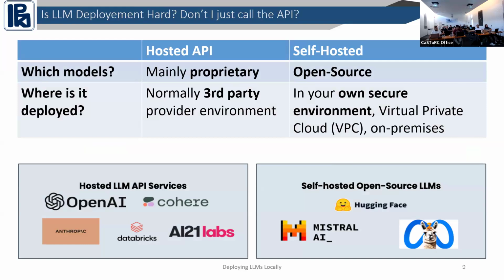But in doing so, there are some intricacies that you need to deal with. For example, the first question is, what models are you going to use? You have mainly hosted APIs that have mainly proprietary models, and then you can have self-hosted APIs with open source models. This varies in where they are deployed. The hosted APIs are usually from some third-party provider, like OpenAI, Anthropic, Databricks, and so on. And then you can have self-hosted open source LLMs, for example hosted on Hugging Face, or you can get other models and host them on your own machines.